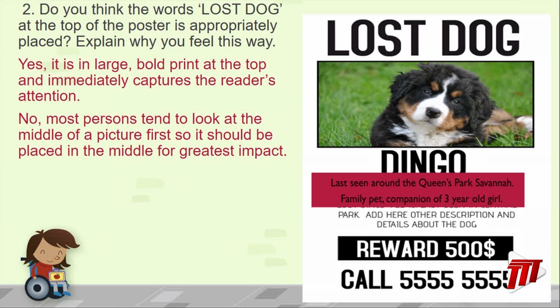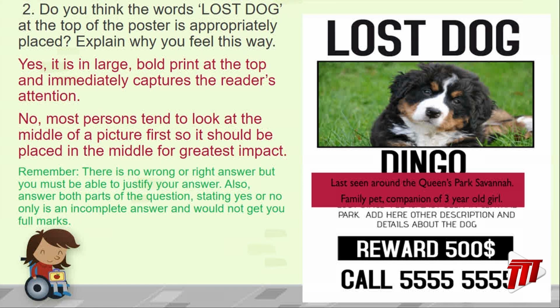Again, both answers are correct because we are asked to give our opinion. There is no wrong or right answer, but you must be able to justify your answer. Also, remember to answer both parts of the question. Simply stating yes or no without a justification is an incomplete answer and would not get you full marks.